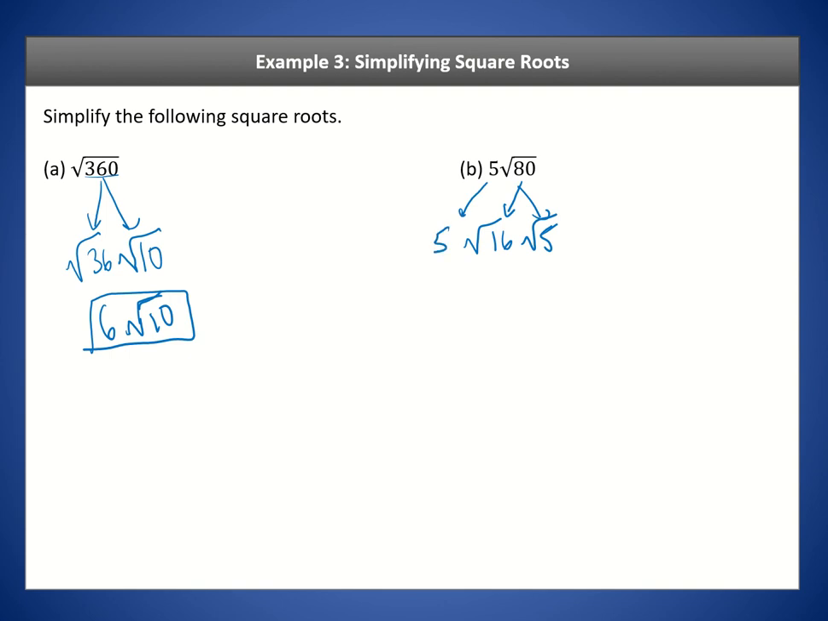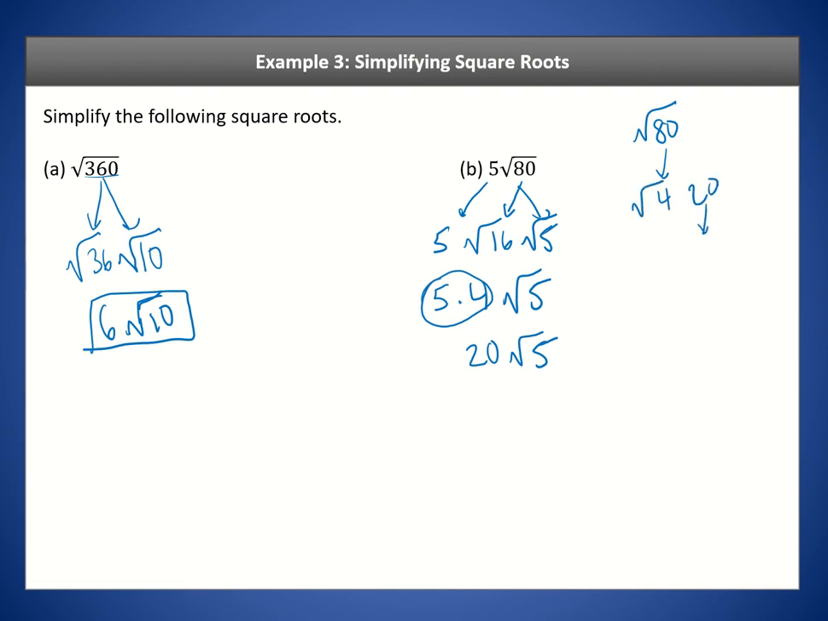Now the square root of 16 is 4. So we got 5 times 4, and then the square root of 5. And 5 times 4 is 20. So we got 20 square root of 5. Now if you were to break up the square root of 80 into, for instance, 4 and 20, that's perfectly fine. But you would have to split up the 20 into another 4 and 5.